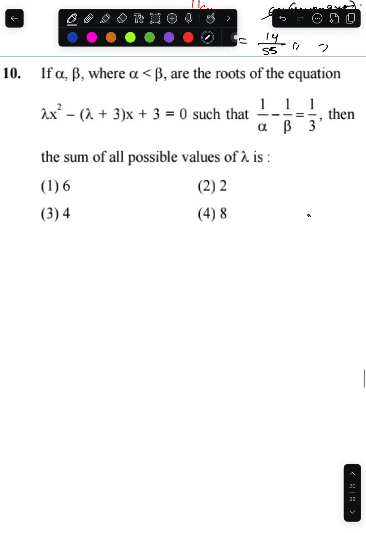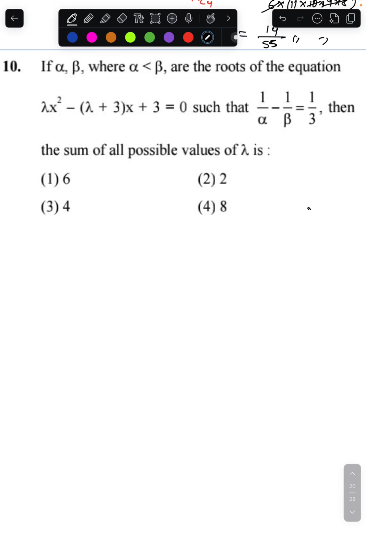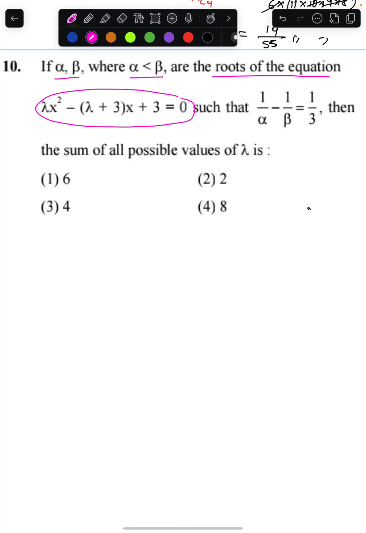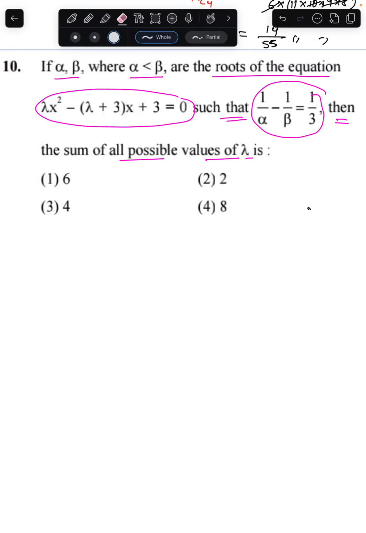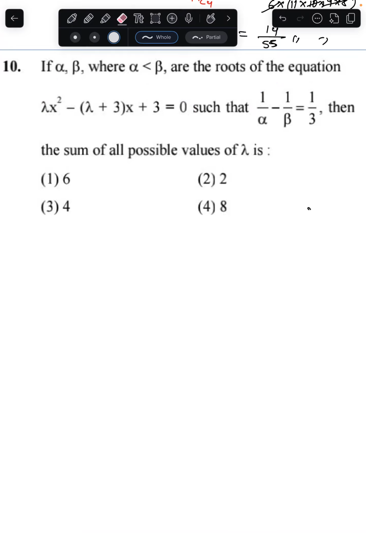Next, let's move to the 10th question. What is given? If alpha, beta, such that alpha less than beta, are the roots of this equation, one quadratic equation is given, right? Now such that 1 by alpha minus 1 by beta is 1 by 3, then you need to find the sum of all possible values of lambda. So it's a very simple quadratic equation question. So let's try to solve this.